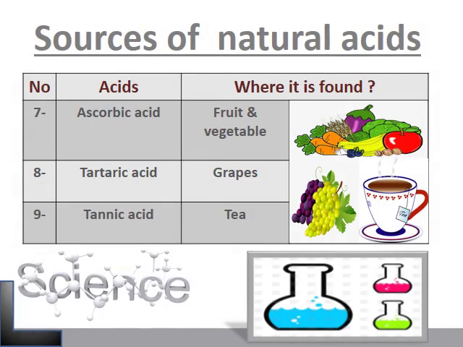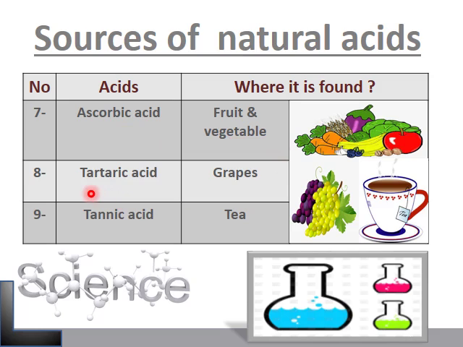So here you have to see ascorbic acid, and it is again a natural acid. It is found in different fruits and vegetables. Ascorbic acid is found in fruits and vegetables.